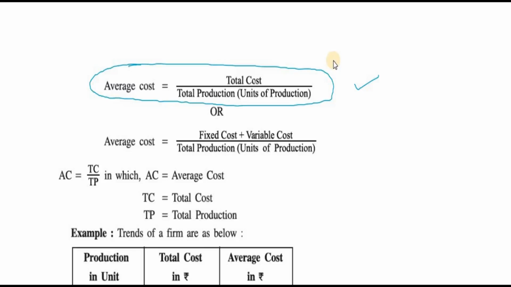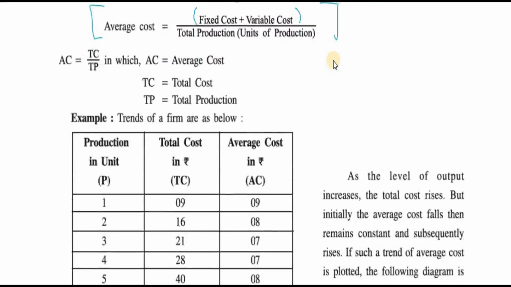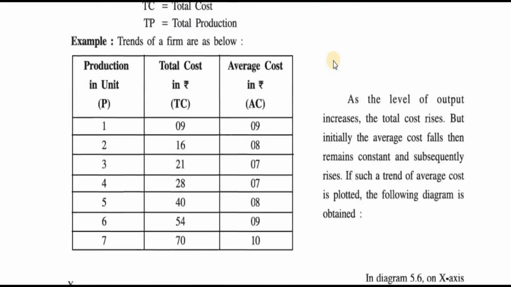What is total cost? Total cost is fixed cost plus variable cost, right? So average cost can also be taken as fixed cost plus variable cost, that gives total cost upon total production in units. So AC is TC by TP, where AC is average cost, TC is total cost, TP is total production. Now look at the schedule. The production is 1 unit, the total cost is 9. So average will be 9 upon 1, that is 9 rupees. Production is 2 units and the total cost is 16, so the average will be 16 upon 2.